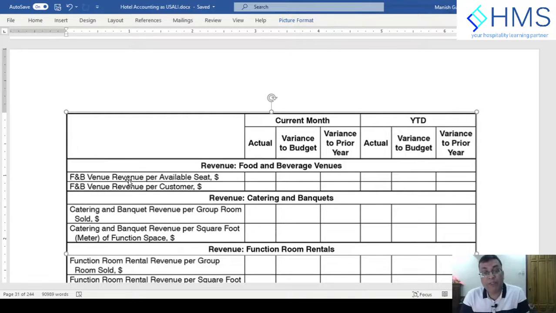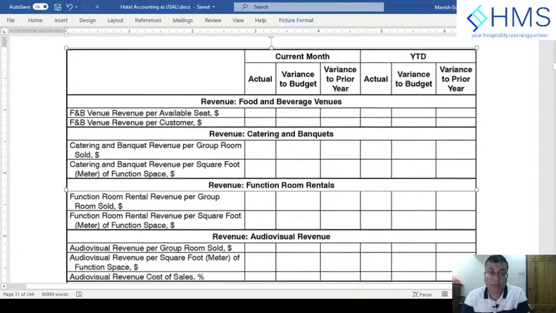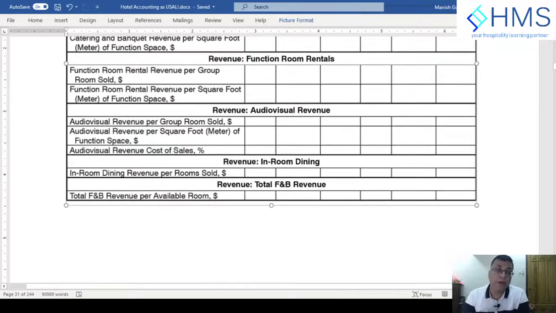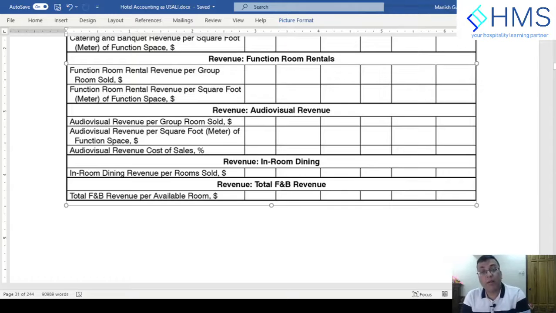Then you have function room rentals. How much function room rental we are able to get from the F&B room sold and also per square feet. Then you have additional revenue in a similar way. Then you have in-room dining. You want to calculate in-room dining revenue per room sold or per available guest. Then for the total F&B revenue, you are calculating total F&B revenue per available room.